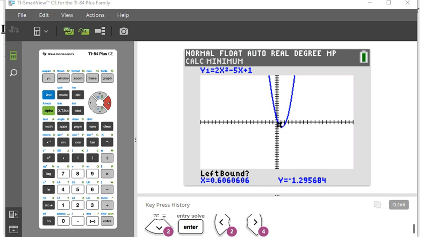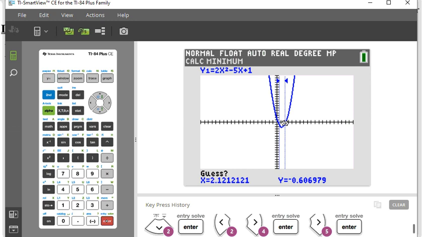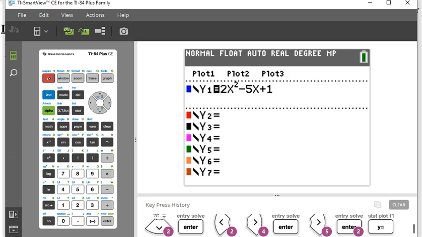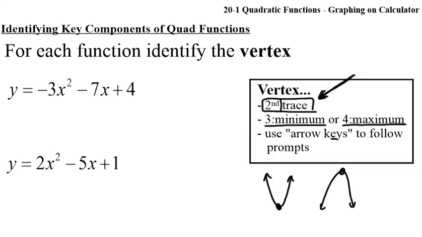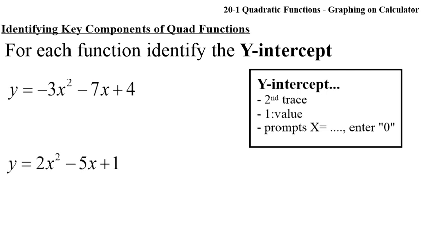So from there, hit enter, left side, yes. Now we want to be right bound. Yes, guess it, please do. And in this case, our vertex is at negative 1.25, negative 2.13. So easy to find a vertex. If you practice it, it's a no-brainer using the calculator. Next thing we can do is we can identify the y-intercept.